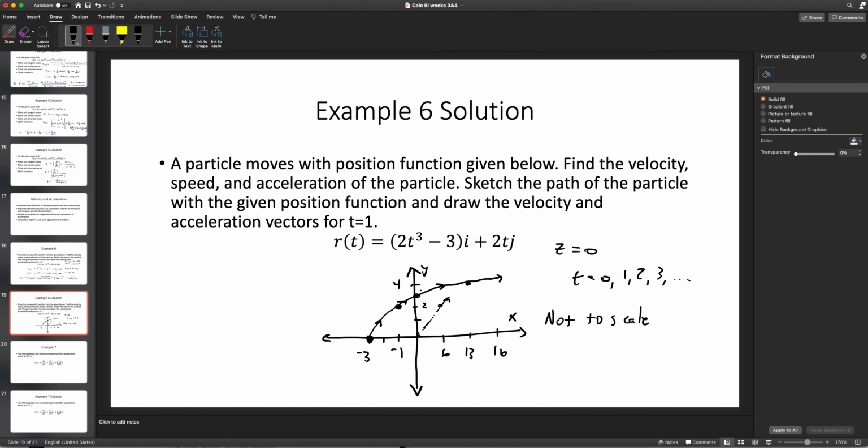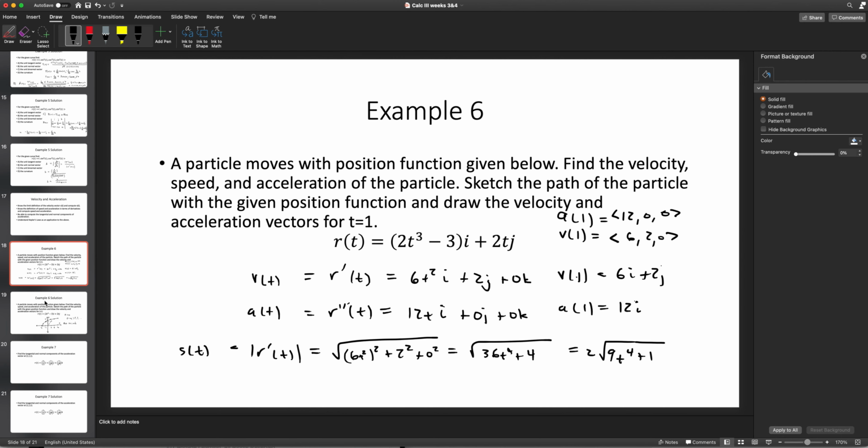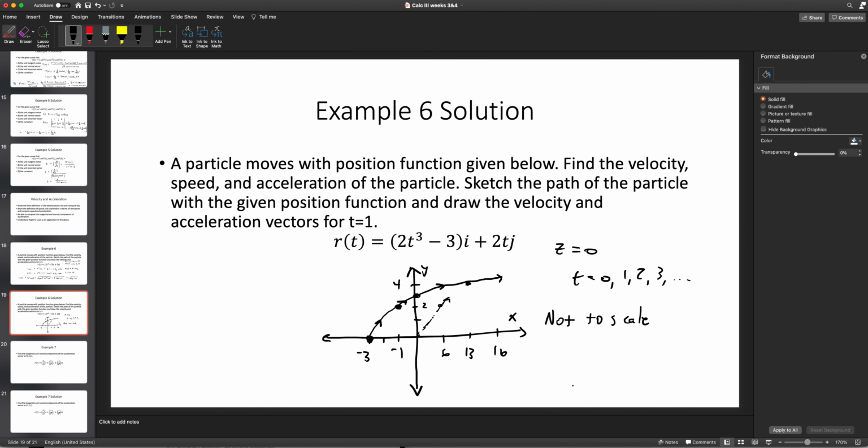It should be a tangential if I bring this up here. And 12, 0, 0, when t is 1. So remember, when t is 1, that tells us we have negative 1 and 2. So we're looking at this point.